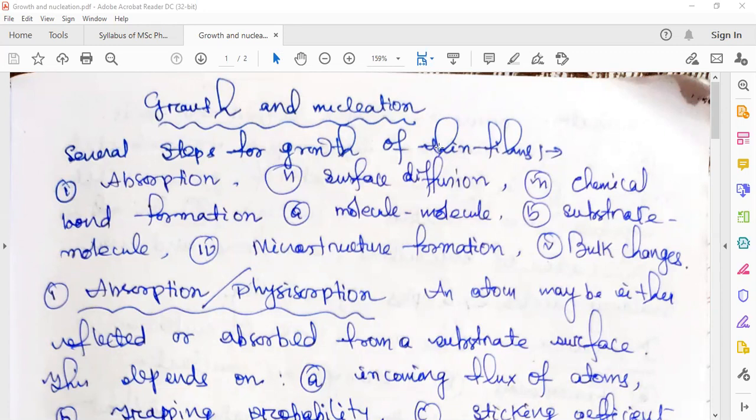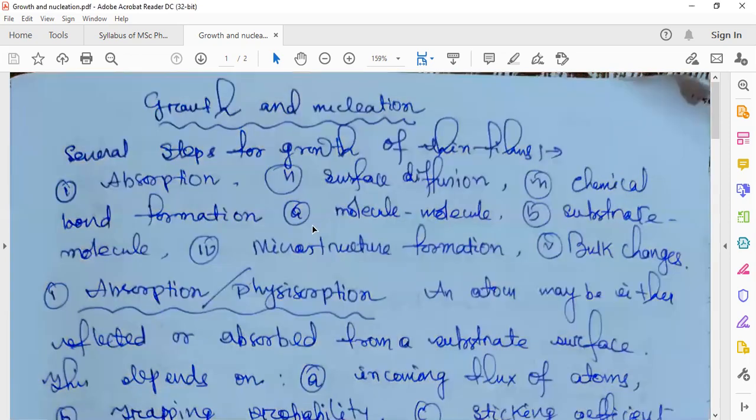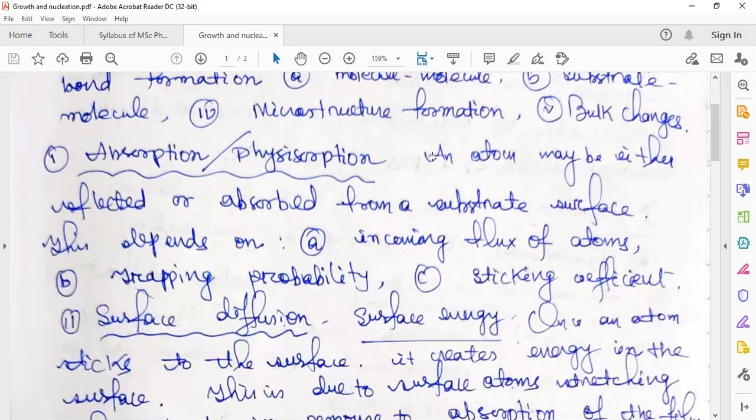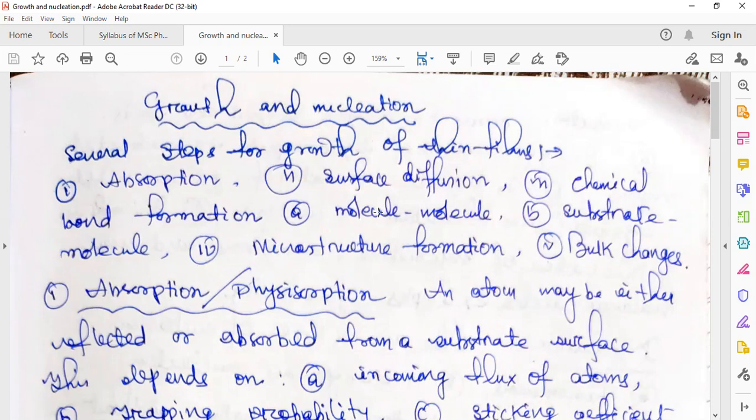Okay, let us start. Till the last class, we have learned about the various thin film growth methods, various thin film growth processes, be it physical vapor deposition or chemical vapor deposition. So today we will learn about nucleation and growth. Okay, nucleation and growth of thin films.